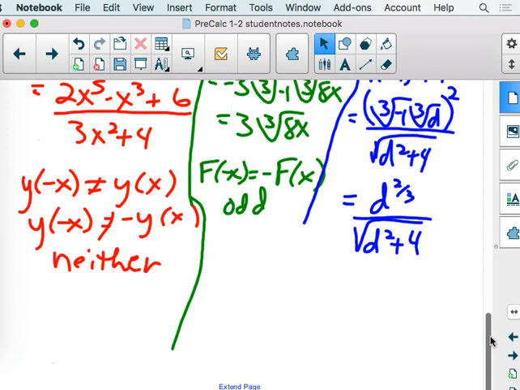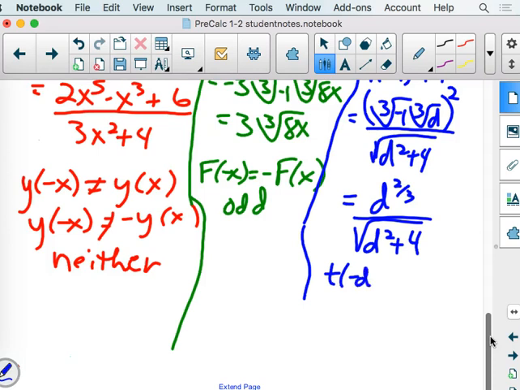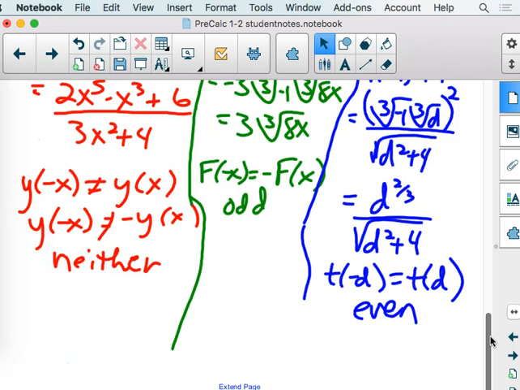So is this one even? Is it odd or is it neither? Even. Yeah, we put a negative in there and we got right back to the original. So what was the name of this thing? Was this T of d? So that last notation, that's our summary of what we've just found out.